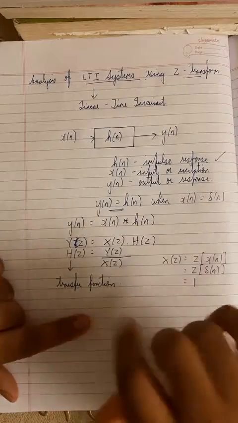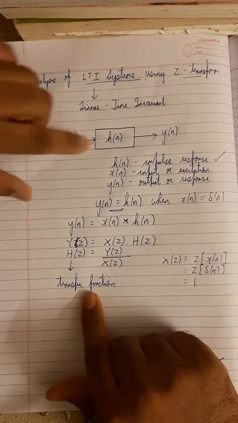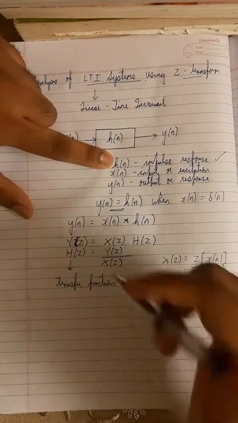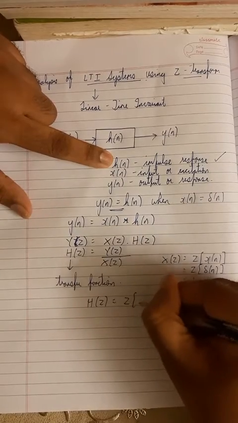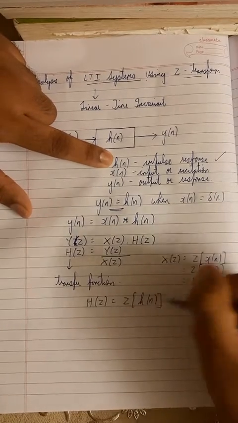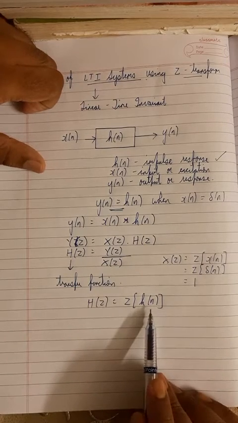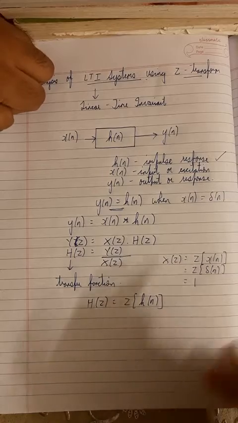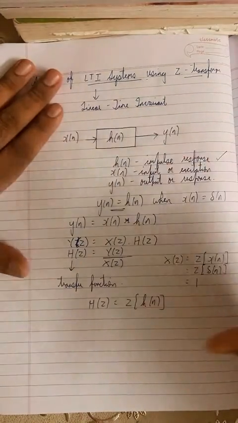So what is the transfer function? The transfer function is nothing but the z transform of the impulse response. H of z is equal to the z transform of h of n, right? So this h of z is what you call the transfer function, and this h of n, small letter h of n, is what you call the impulse response. So this is how we apply all these equations together.